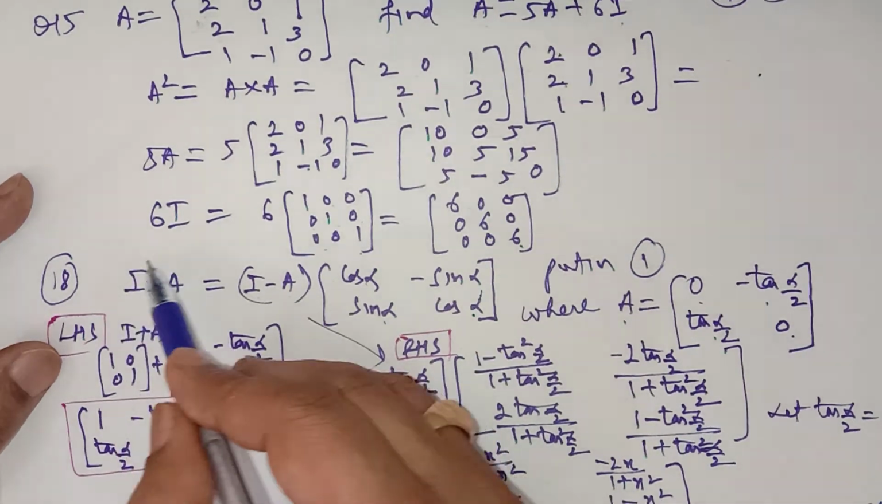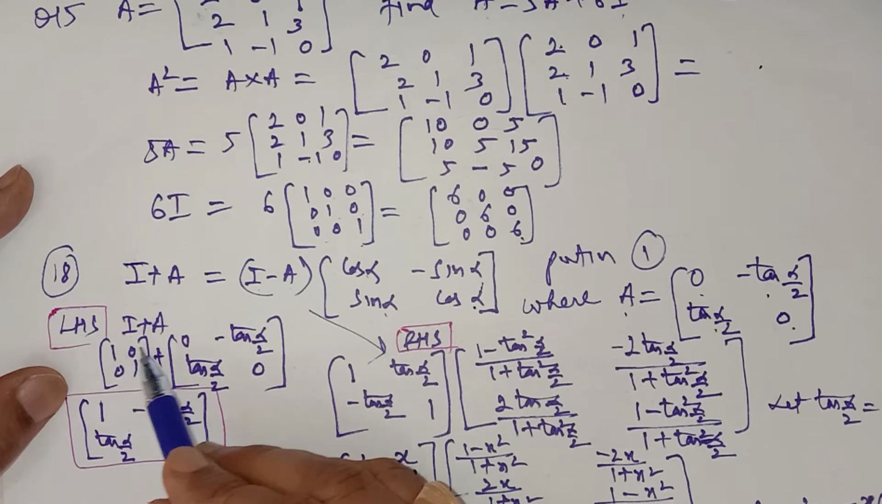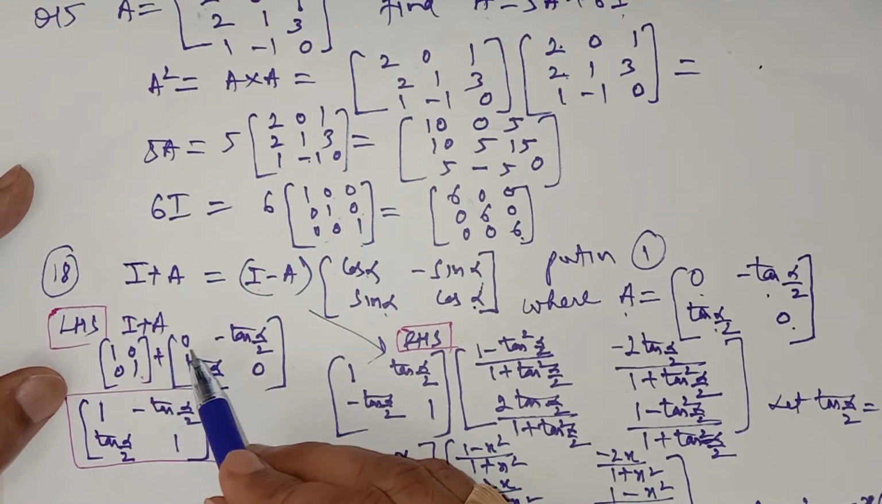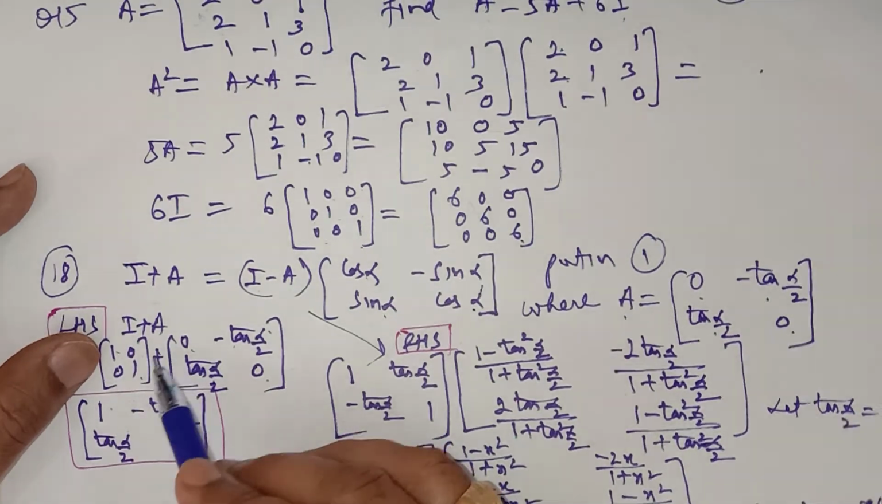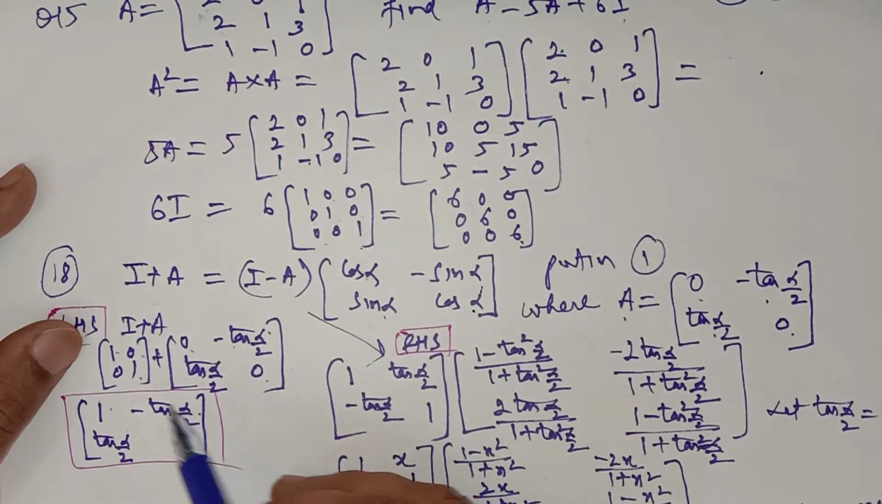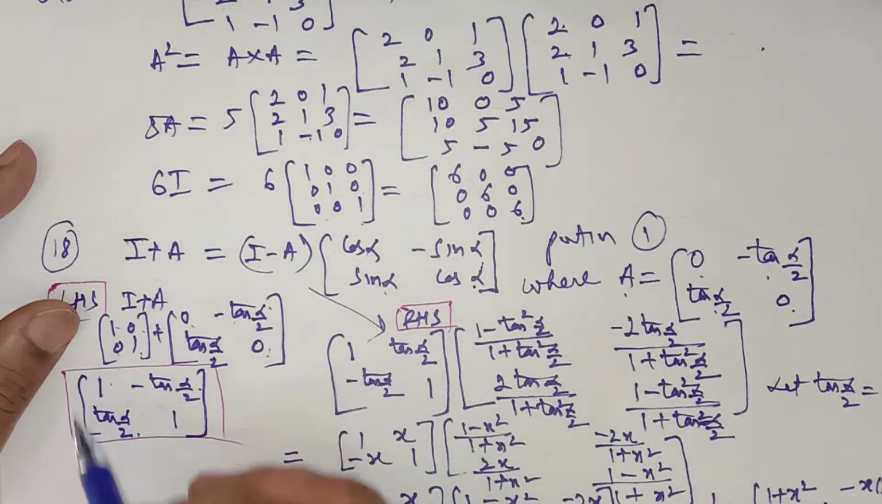First of all, you're finding the left hand side, that is I plus A. Then I plus A is I, which is 1 0 0 1, plus matrix A, which is 0, minus tan alpha by 2, tan alpha by 2, 0. So add 1 plus 0 is 1, 0 minus tan alpha by 2 is minus tan alpha by 2, 0 plus tan alpha by 2 is tan alpha by 2, 1 plus 0 is 1. So this is the left hand side.